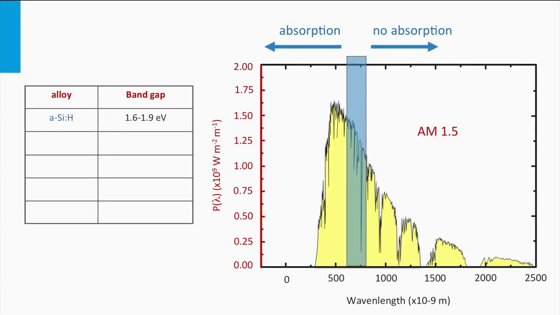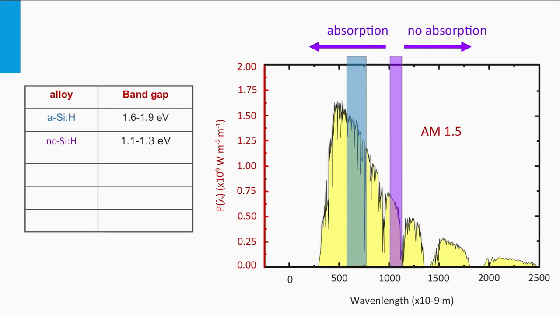Hydrogenated amorphous silicon has a band gap in the order of 1.6 up to 1.9 electron volts, which can be tuned by the amount of hydrogen incorporated into the silicon network. Nanocrystalline silicon has a band gap in the range of 1.1 up to 1.3 electron volts.